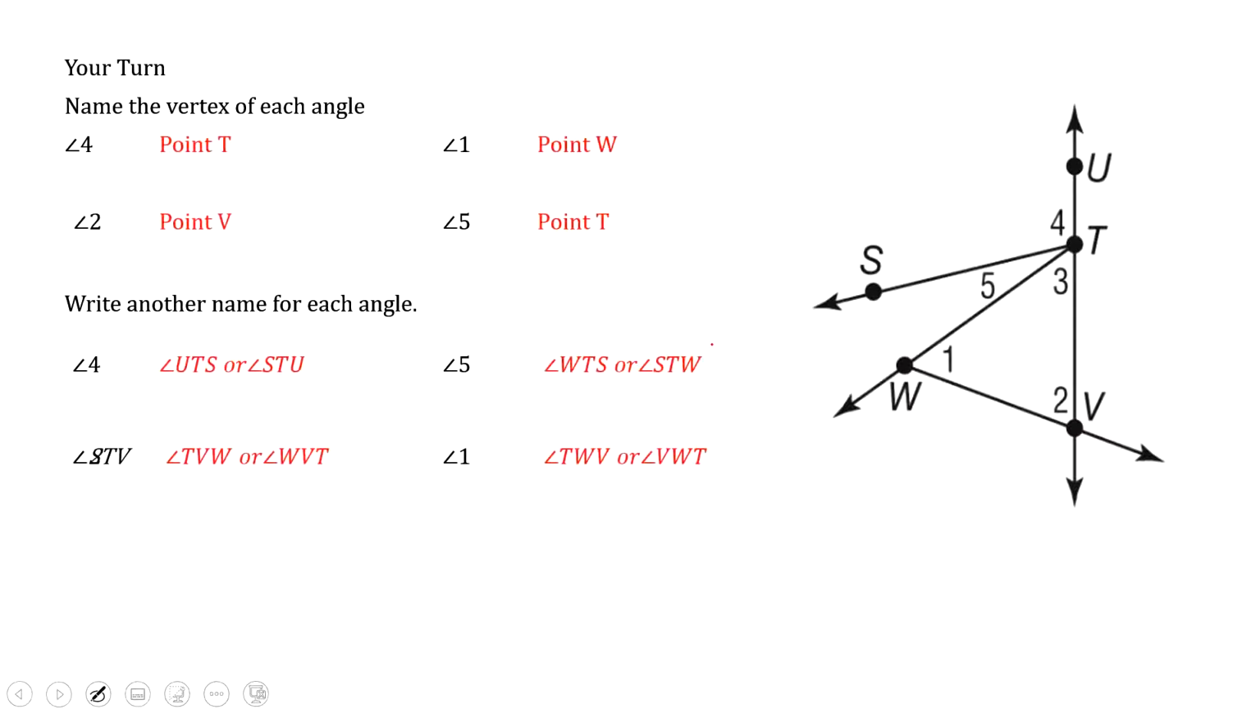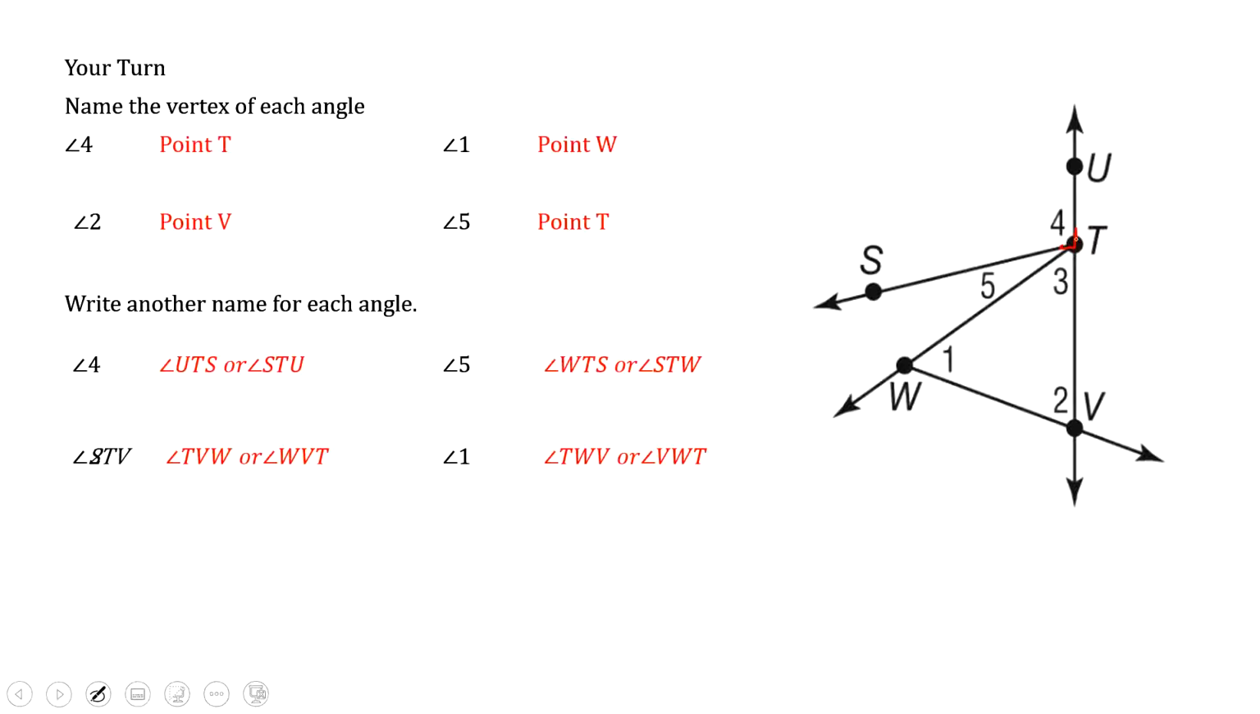All right, so here we go, what we should have had. Angle 4 has a vertex at point T. Even though there are a couple of angles there, we're still going to call it point T because that's the vertex of that angle. Angle 1 is clearly W. It's the only angle that's there. Angle 2, sorry, that vertex is point B. And then angle 5, again, is point T.